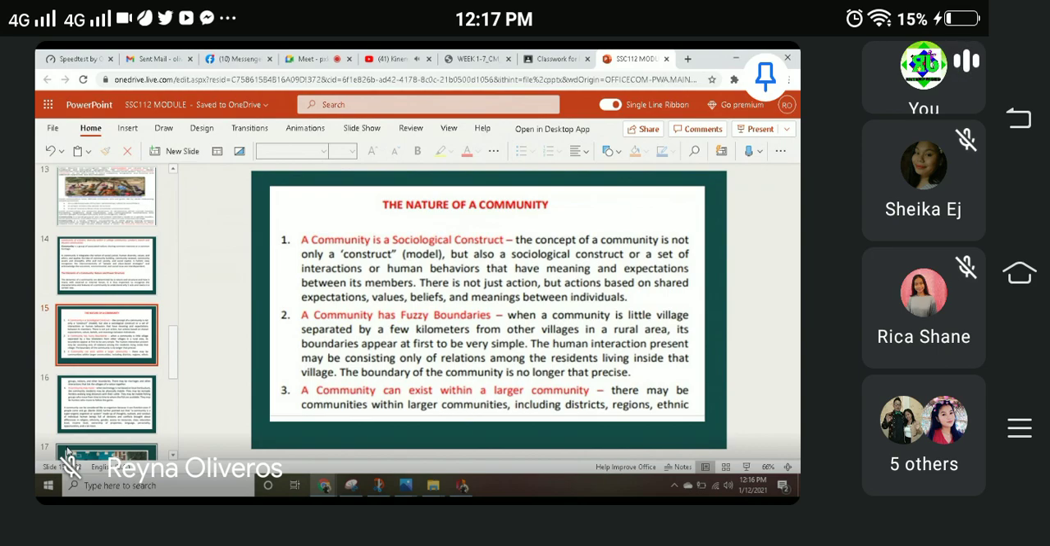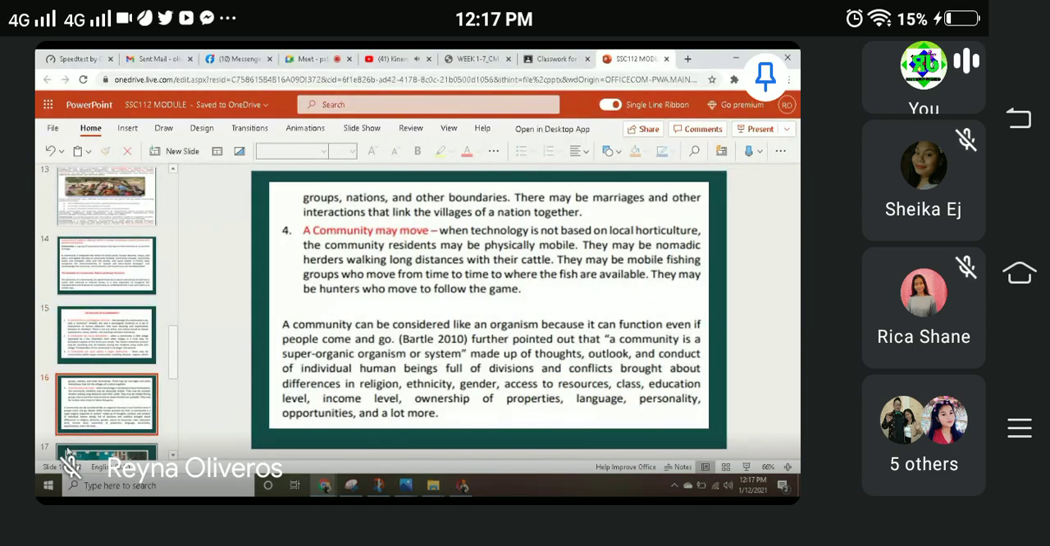Okay? Then number three, a community can exist within a larger community. 'Di ba? So, merong mga klase ng community na pwedeng nag-exist siya sa mas malaki pang community, kagaya na lamang ng mga bayan-bayan. Okay? And there may be communities within larger communities, which include the districts, the region, kagaya ng binanggit ko kanina, no? The ethnic groups, the nations, and other boundaries. There may be marriages and other interactions that link the villages of a nation together.